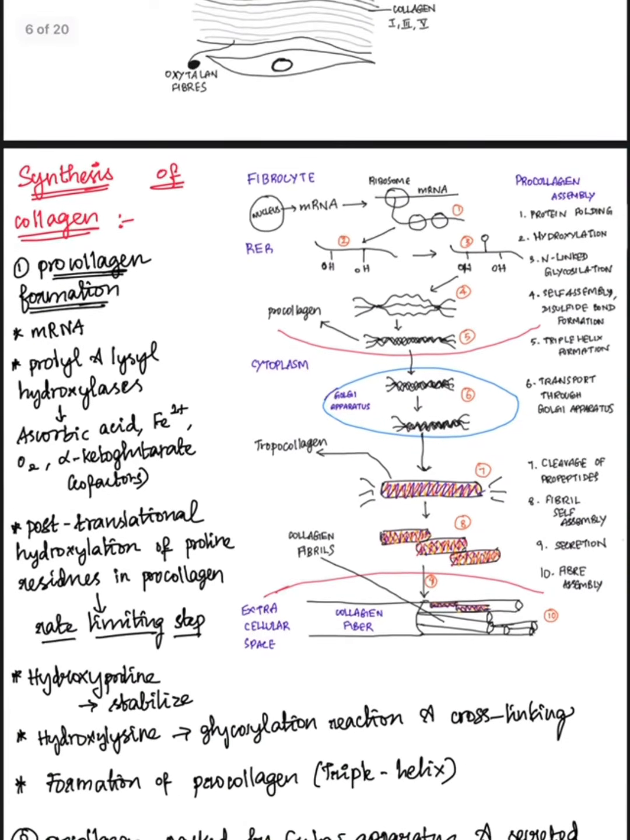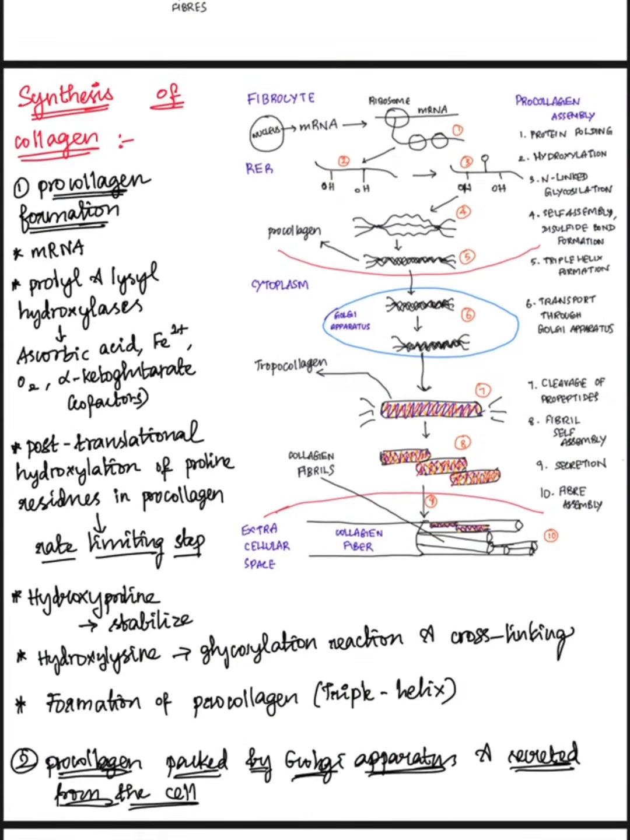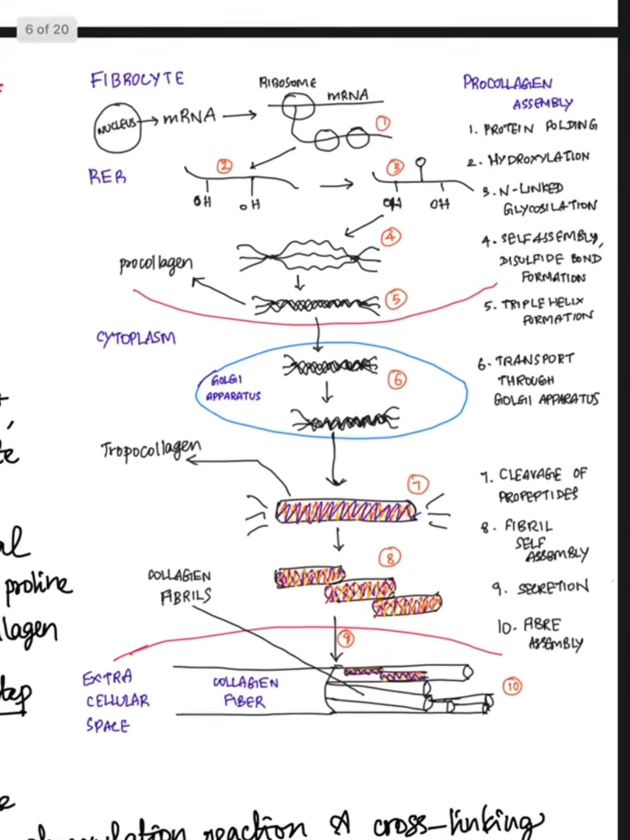So here is the synthesis of collagen. Synthesis of collagen mainly includes 3 steps. Number 1 is the formation of procollagen. Number 2 is the transport of procollagen through the Golgi apparatus, and number 3 is the extracellular step. So I will explain the steps now.